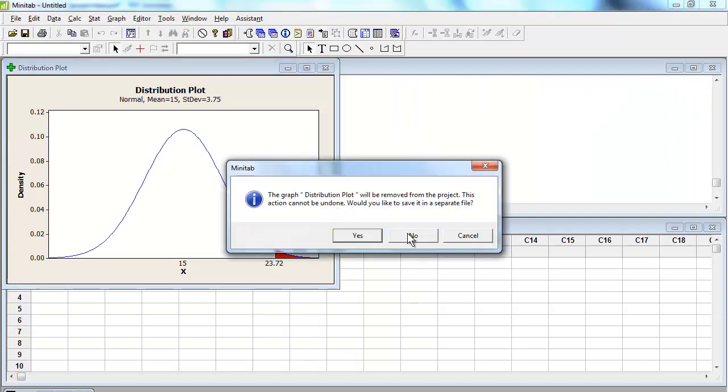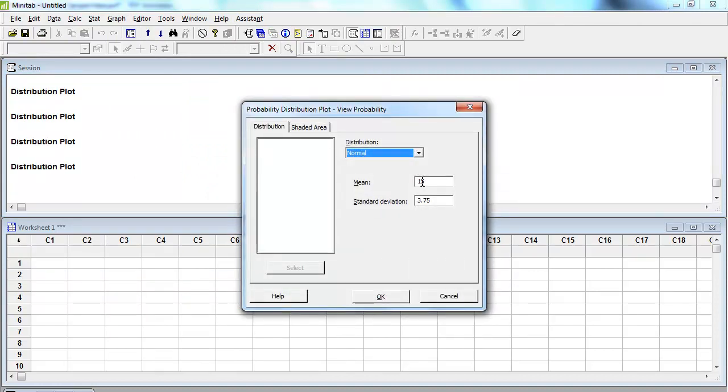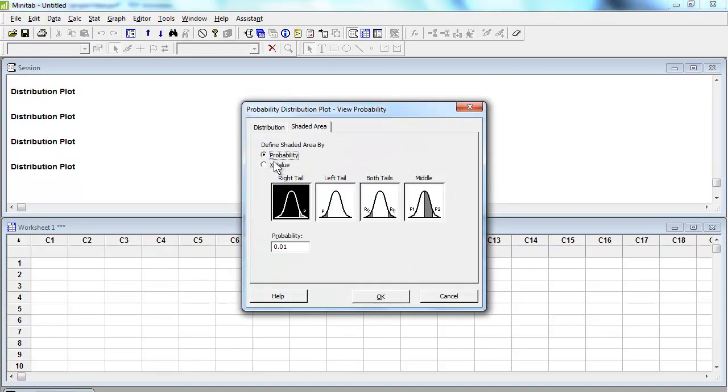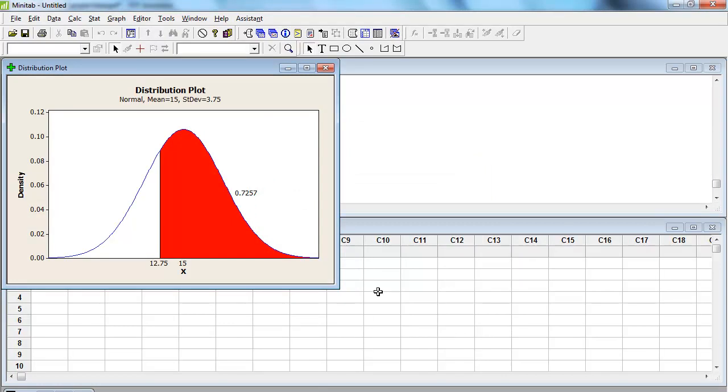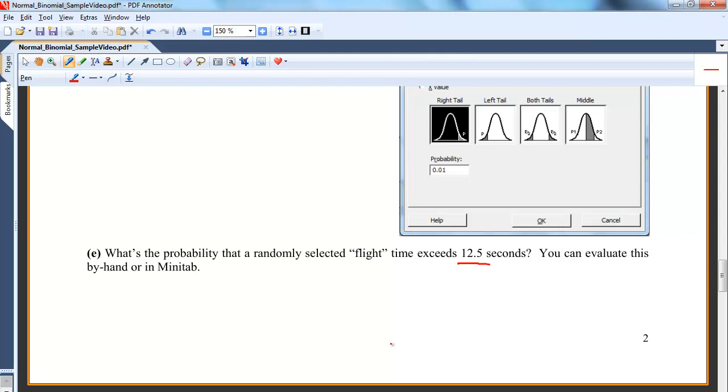So let's get rid of this again. Graph, probability distribution plot, view probability. There's my mean, standard deviation, shaded area. I have an x value, 12.75. And I want to find, again, what proportion of people exceed that flight time. And we get about 0.7257. And that's the number we would actually use going into the next section on binomials. So 0.7257, right? Okay. We'll carry this number in when we start talking about the binomial in our next session.